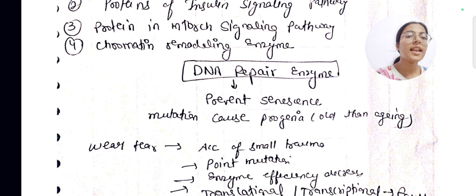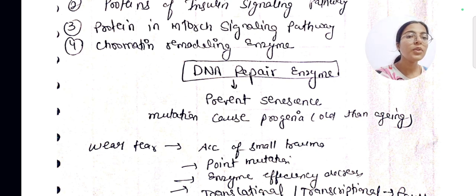We're taking up the DNA repair enzymes first. They prevent senescence. Senescence is related to telomere shortening. If the telomerase enzyme is mutated or absent, this will result in shortening of the telomere. What is a telomere? Telomeres are the terminal ends of our chromosomes, which contain DNA. If telomerase is mutated, then telomere shortening will occur, and DNA repair enzymes, which repair the function of telomerase, prevent senescence.